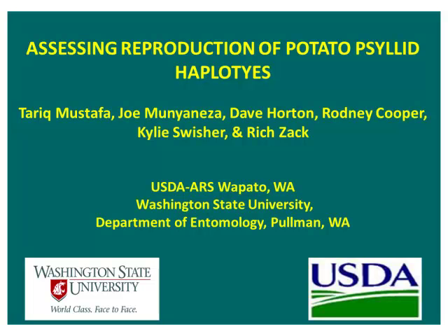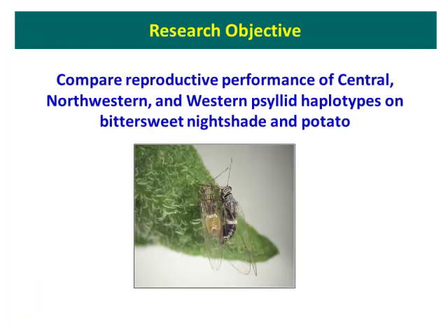So in this objective, we assess the reproduction among the 3 different haplotypes of the potato psyllid, mainly the central, northwestern, and the western haplotype. The main objective is to compare the reproductive performance of these 3 haplotypes on the bittersweet nightshade and the potato, because bittersweet nightshade is the overwintering host. All these 3 haplotypes occur in the Pacific Northwest. So we included the bittersweet nightshade in our objective, so we can compare the reproductive performance of the potato psyllid haplotypes on both hosts.